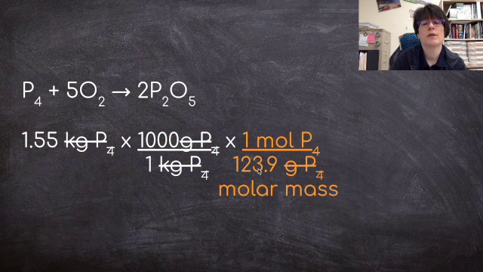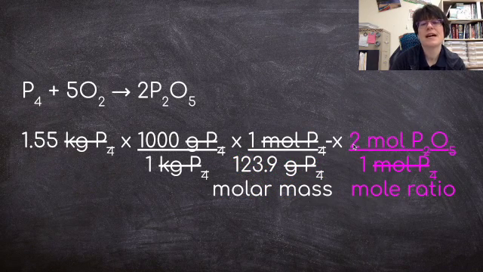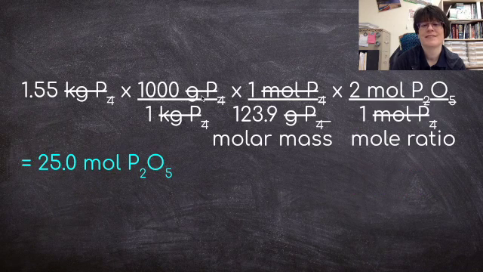Then we put our molar mass in there. Our molar mass goes on the bottom because the grams of phosphorus have to cancel out, and we have 1 mole of phosphorus is 123.9 grams of phosphorus. We can then use our molar ratio, 1 mole of phosphorus to 2 moles of phosphorus oxide from our equation, and we calculate that it is 25 moles of phosphorus oxide that will be produced from 1.55 kilograms of phosphorus when it is burned.